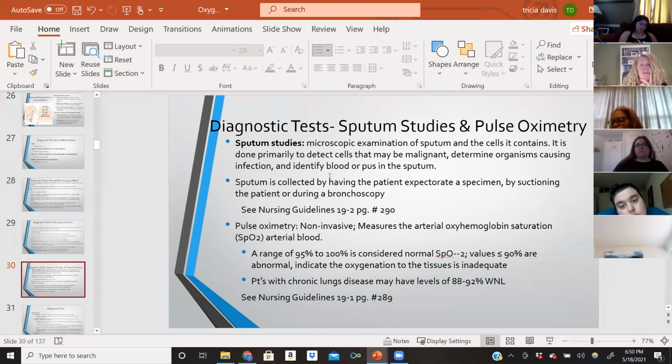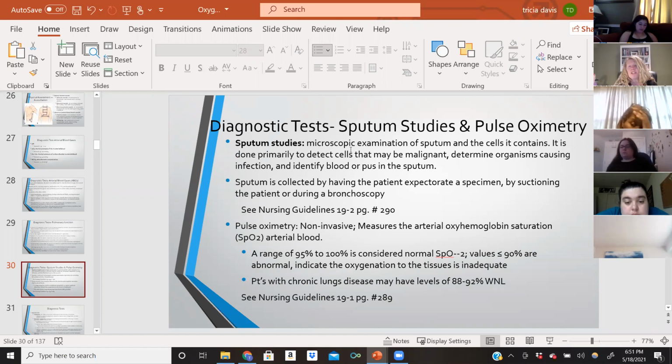All right, so some diagnostic studies that we can perform. We can do sputum studies. If that patient can cough up some sputum, make sure you have a cup in there and encourage them to cough it and spit it in the cup. Let the doctor know that you have a sample, and then you can send it off and do a culture and see what they're coughing up. A sputum study is a microscopic examination of sputum and the cells it contains. We do it to determine organisms that can cause an infection. We can look and see if there's any blood or pus in the sputum, and we can also use it to determine certain cancer diagnoses, to see if there's any malignancy in it.